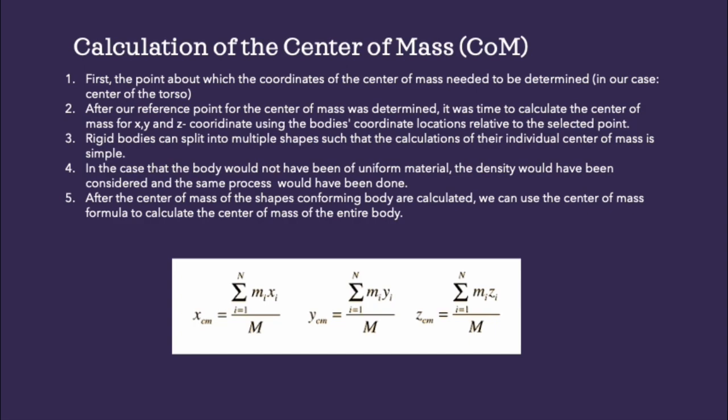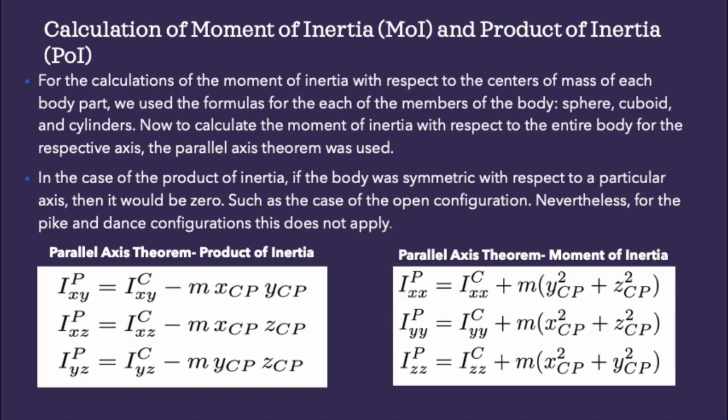After the center of mass of the shapes conforming the body is calculated, we then use the center of mass formula, as is shown below, to calculate the center of mass of the entire body, which means that it will be the sum of each of the body parts' mass times its x location with respect to the reference point, divided by the total mass. The same will be done for the y and the z coordinates.